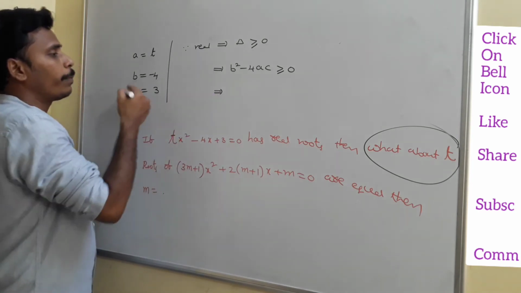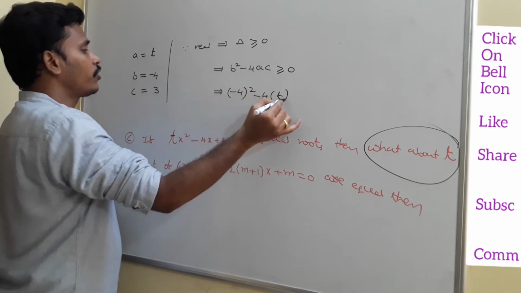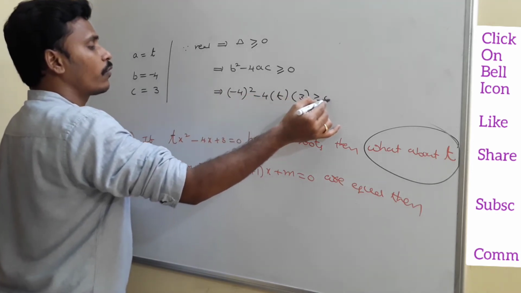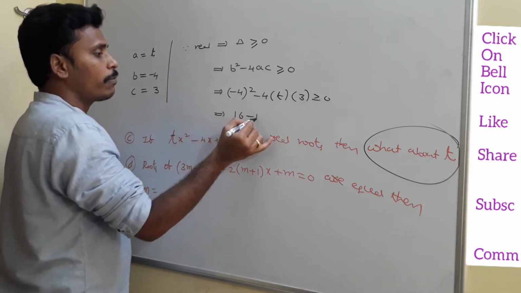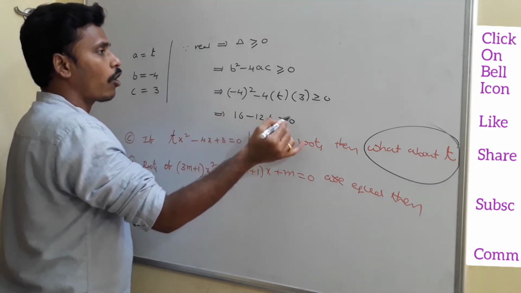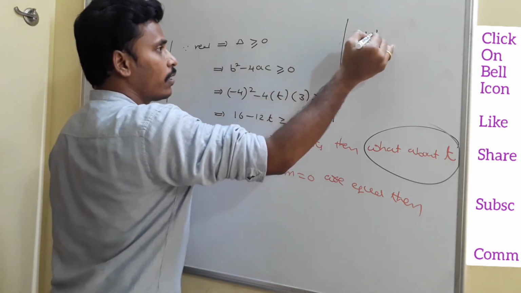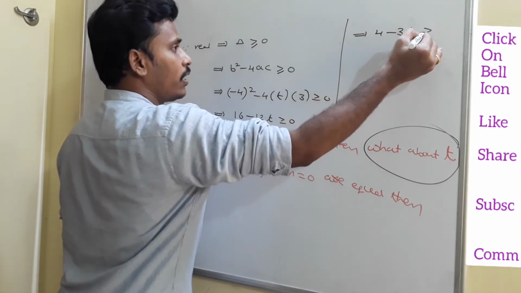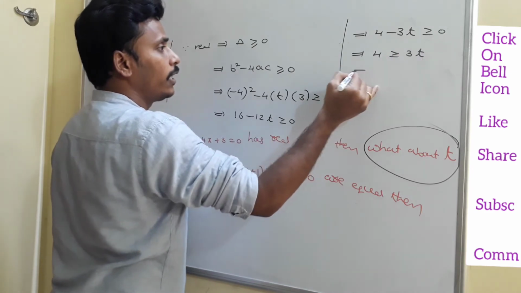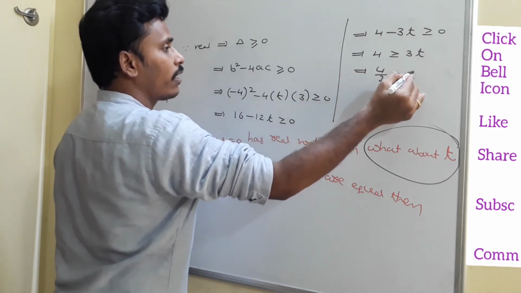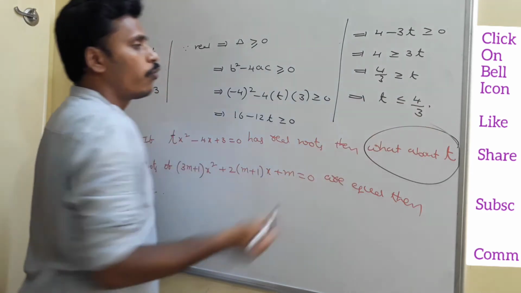Then in that case, b square is what? Minus 4 square minus 4, a is t, c is 3, greater than or equal to 0. That's what we need to simplify. And on simplification, this is 16 minus 12t greater than or equal to 0. If you cancel out the 4, then what you have is 4 minus 3t greater than or equal to 0. 4 is greater than or equal to 3t, and 4 by 3 is greater than or equal to t, and in another way t value is less than or equal to 4 by 3.